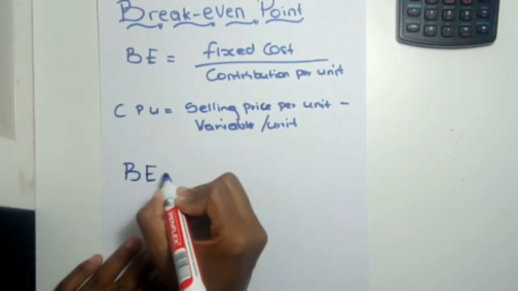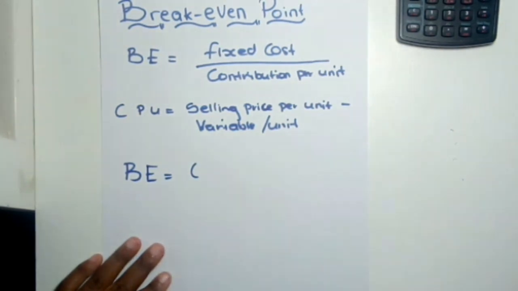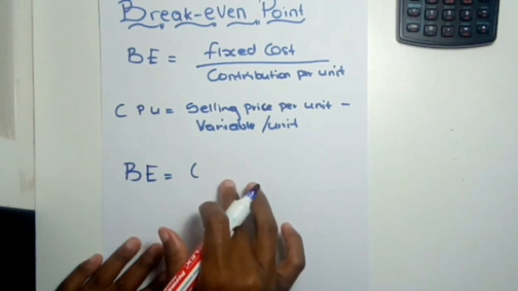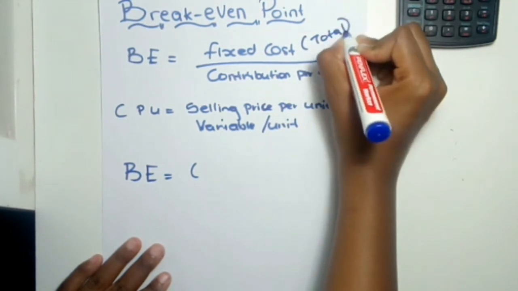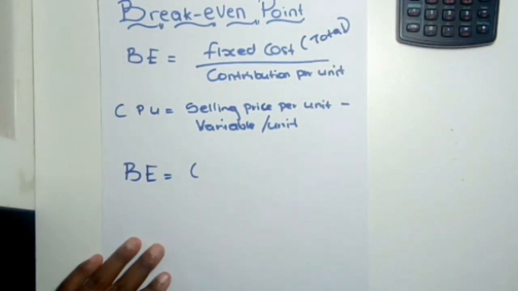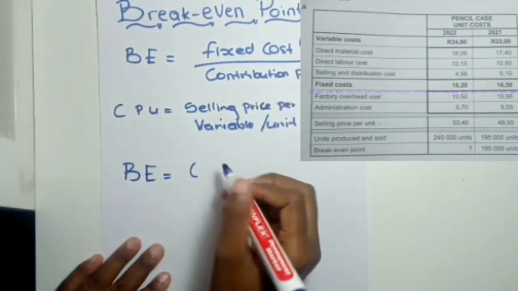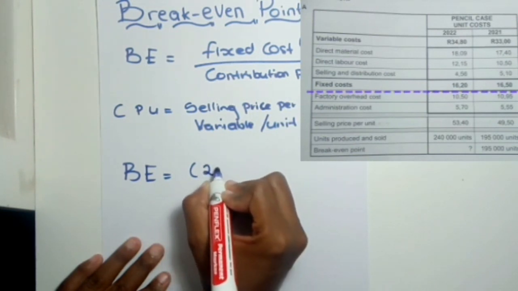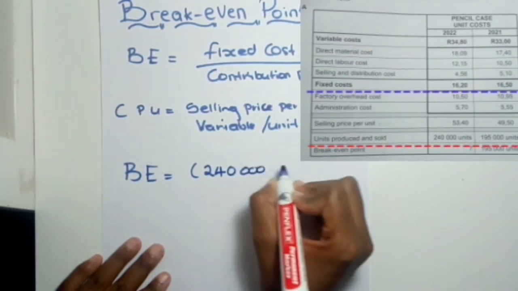Break-even point is equals to fixed cost. To get our fixed cost, like we said, because they have given it to us per unit, we just have to make it a full amount. It has to be a total fixed cost. So make sure that whatever you do with the fixed cost, it has to always be a total. So if they have given it to you per unit, like they have done in this case, you will have to go and multiply it with the units that were produced that year. So the units that were produced that year is 240,000 units.